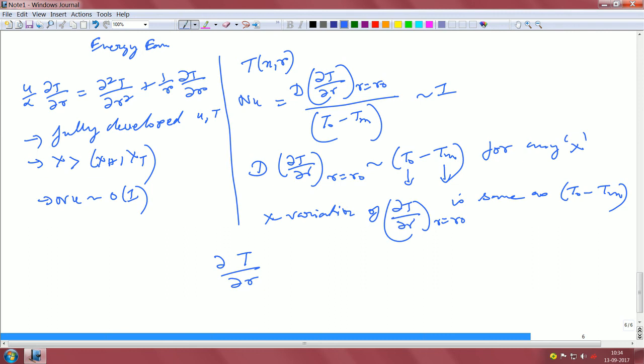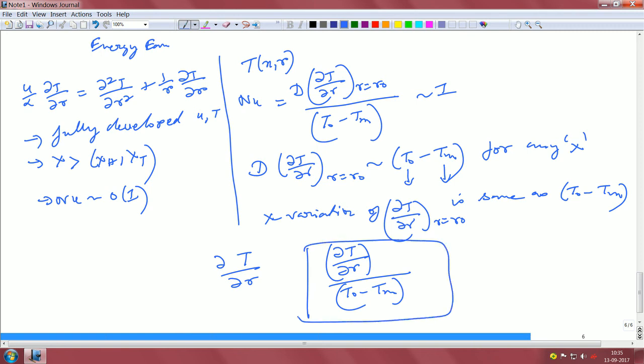So, if I conjure this up, dT by dr divided by T naught minus T mean, what will be the variation of this quantity? The upper quantity is a function of both x and r, the lower quantity is a function of x only. We know that when you evaluate it at any particular location for any r, it shows the same kind of variation. So, is there a possibility of using this equation and stating that this is going to be a function of r only? That is what our main objective is.